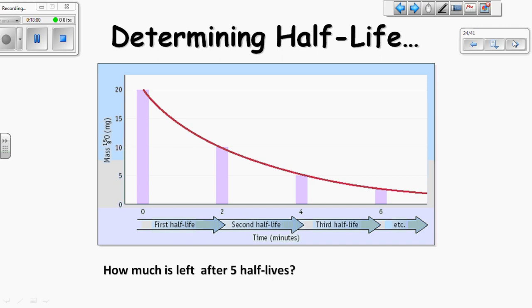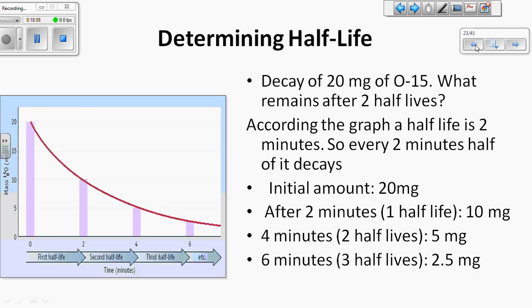Well, how much would you have left after 5 half-lives? Because we stopped after 3. So how much would you end up having after 5 half-lives? Well, if we go back to the previous slide, after 3 half-lives, we had 2.5 milligrams left. So if I take that number and divide it in half, what would I get? Okay, if you said 1.25 milligrams, then you would be correct.